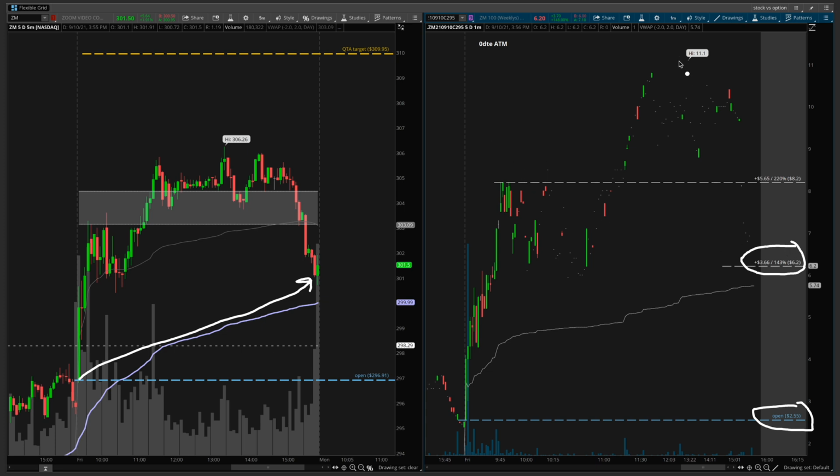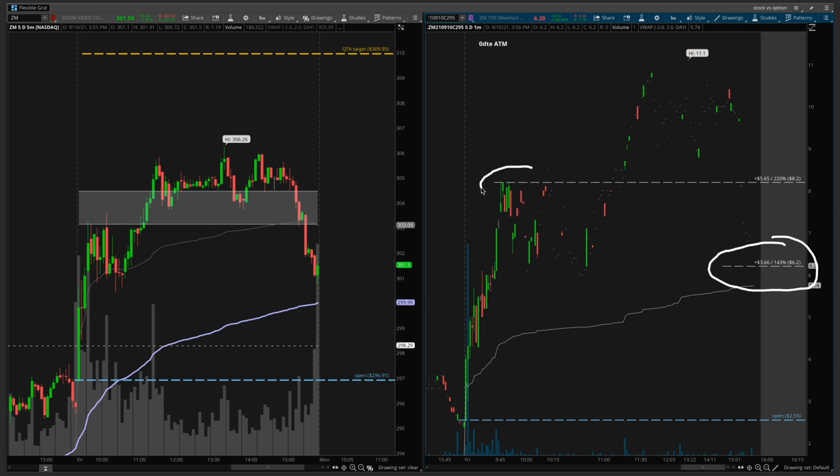Even though you could have gotten a better exit, it actually hit $11 at one point. For data purposes, I'm using it as if you held it all the way until the close, or if you took profit right here at this zone. So this is how the at the money worked out.